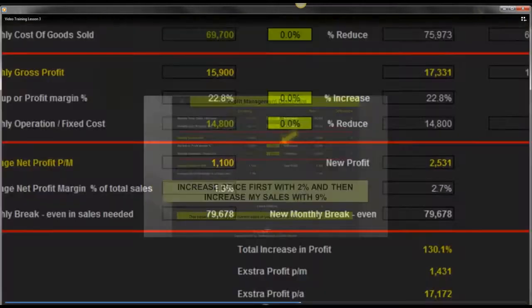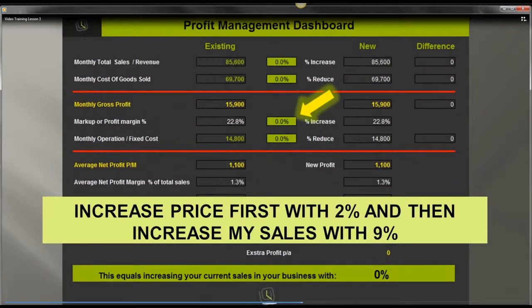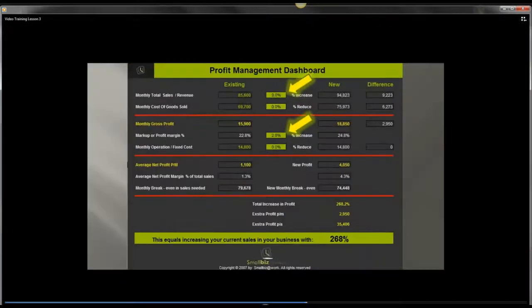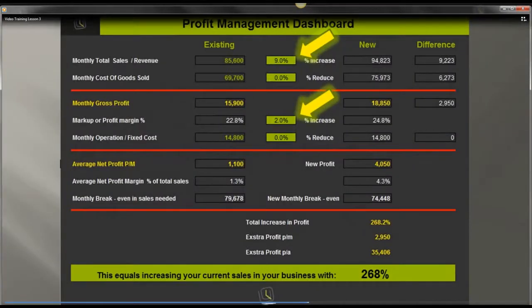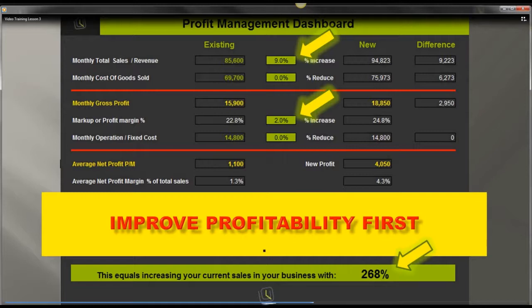Just for a test, let's increase the price first with 2% and then increase your sales with 9%. This equals an increase of 268% in profit. That's almost triple your current profit. Can you see now why it is so important to improve your profitability before you increase your sales? You can get twice as much profit for the same effort.